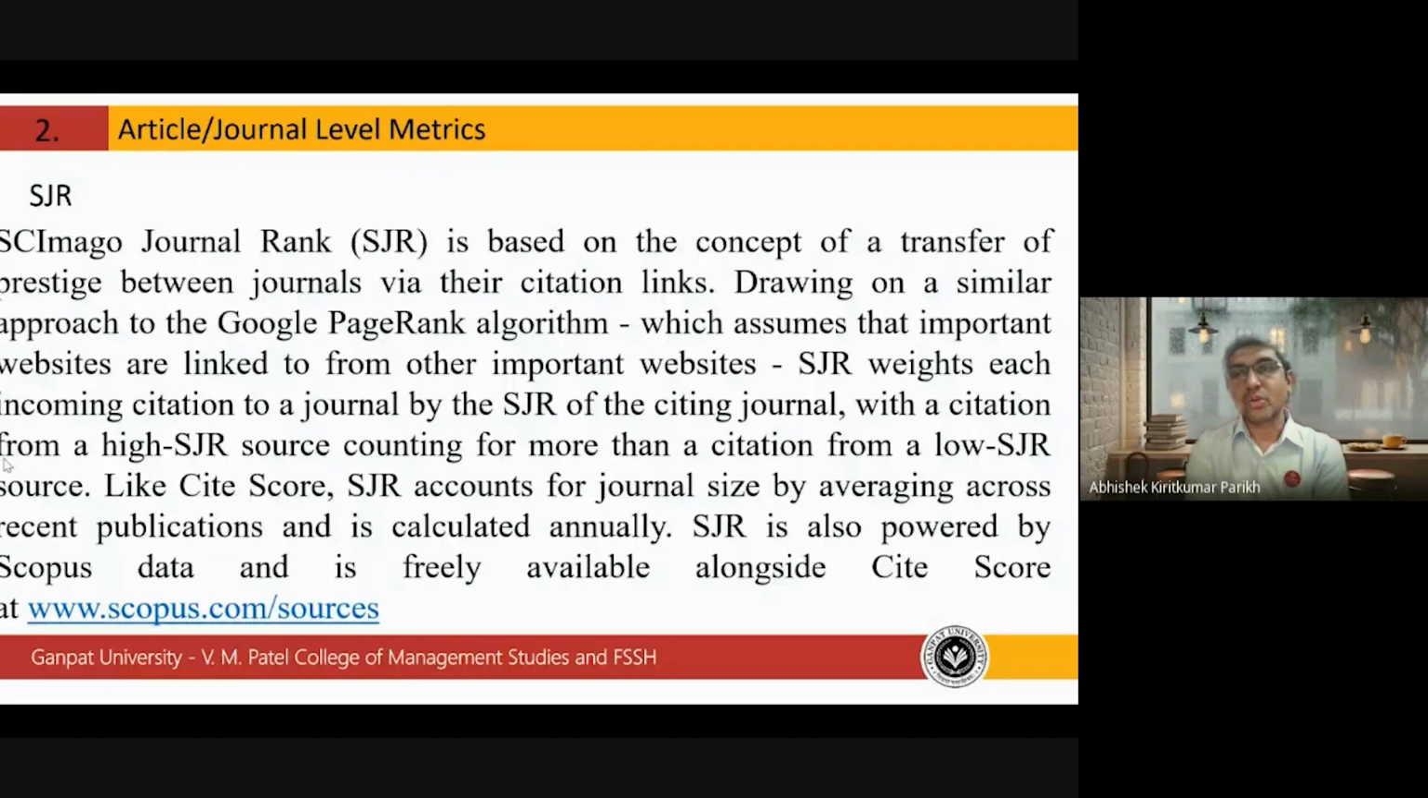So it is based on the concept of transfer of prestige between journals via their citation links, right? So one journal is showing a citation of another journal, that journal is showing a citation of the previous journal, and so on, right? So it is based on the Google PageRank algorithm.